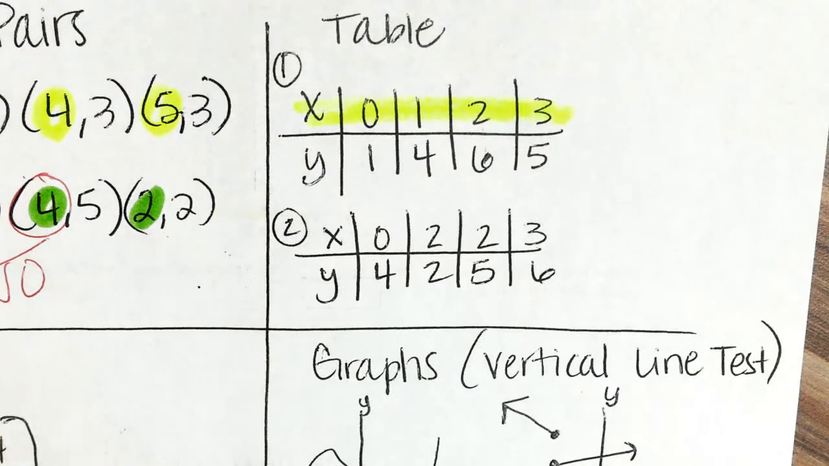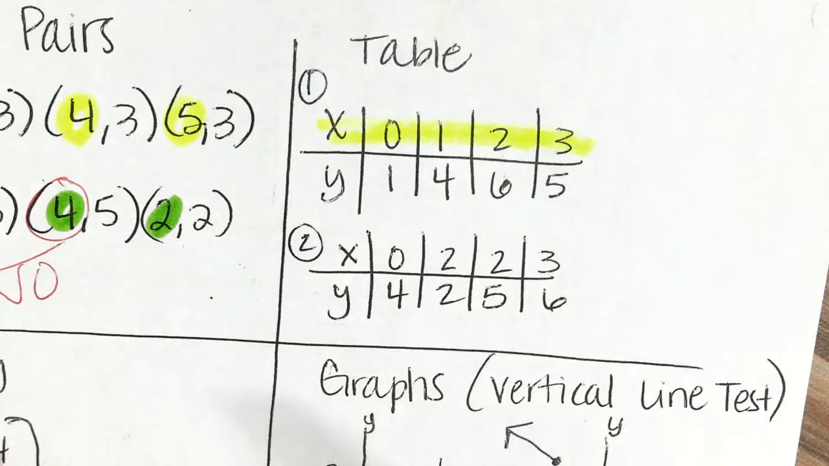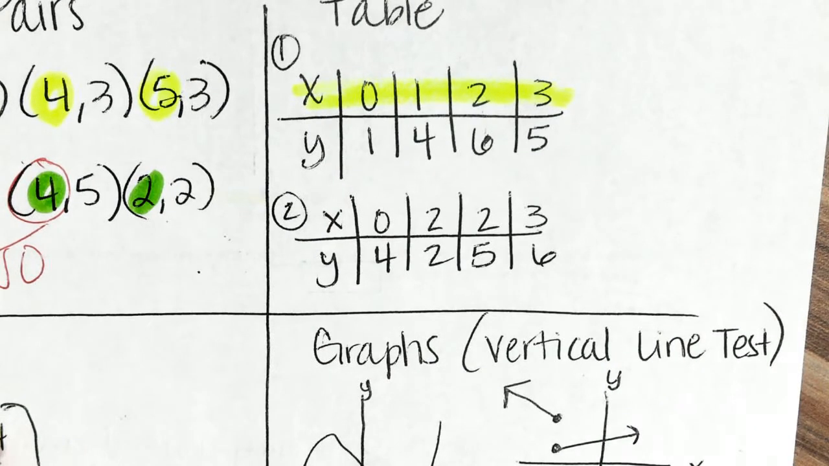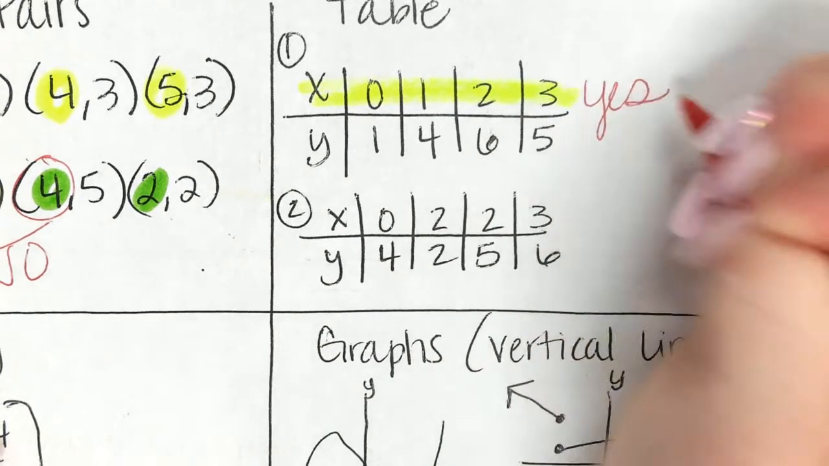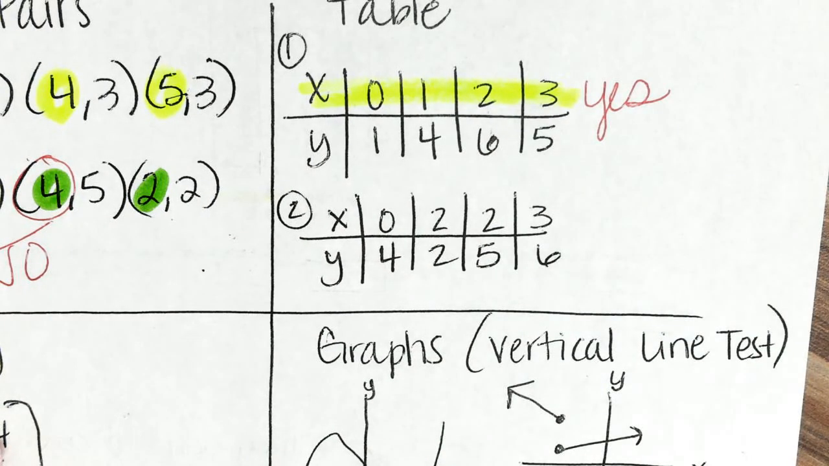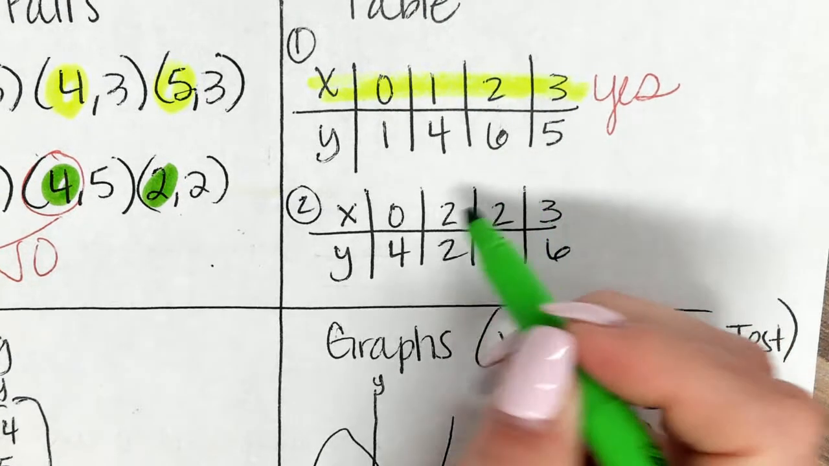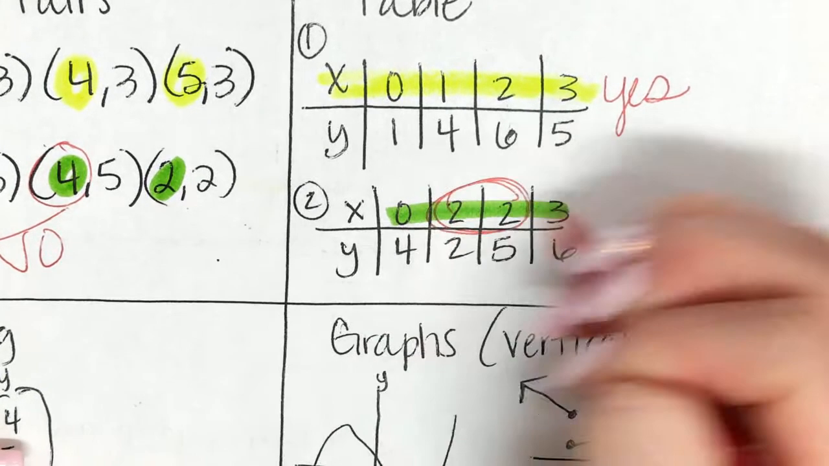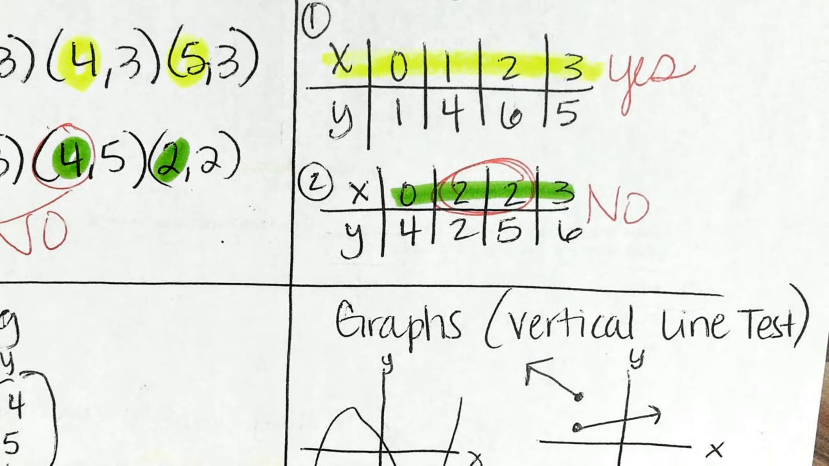Okay, so look at the first example. 0, 1, 2, 3. Is that a function? Wake up and answer me. Is this a function? Yes. Why? Because all the X's have exactly one Y. All right, look at the second one. Is this a function? Why? Because there's 2 2's that repeat themselves.